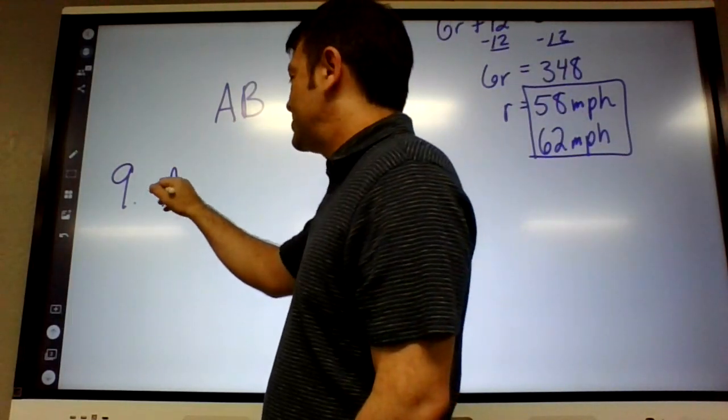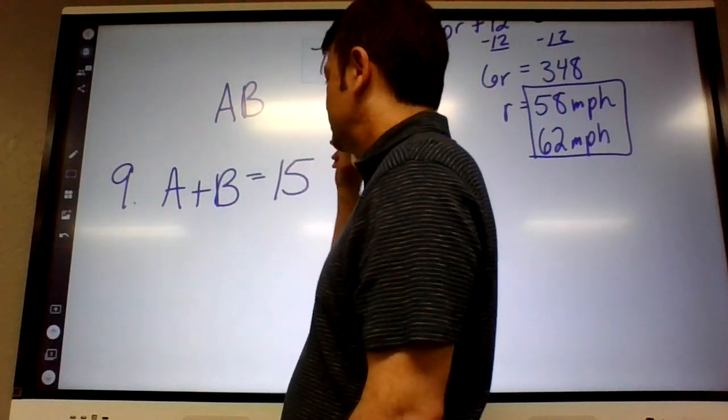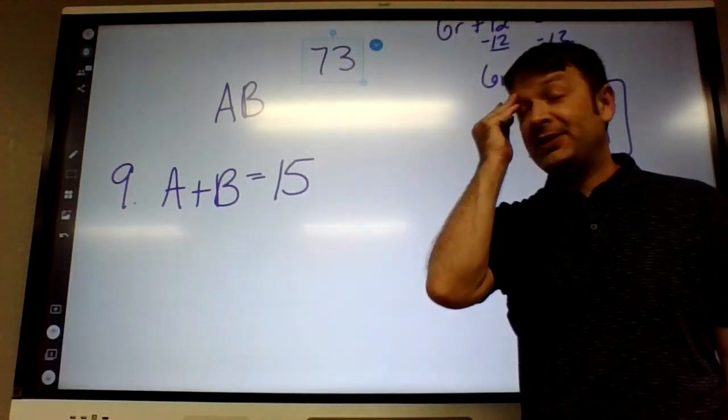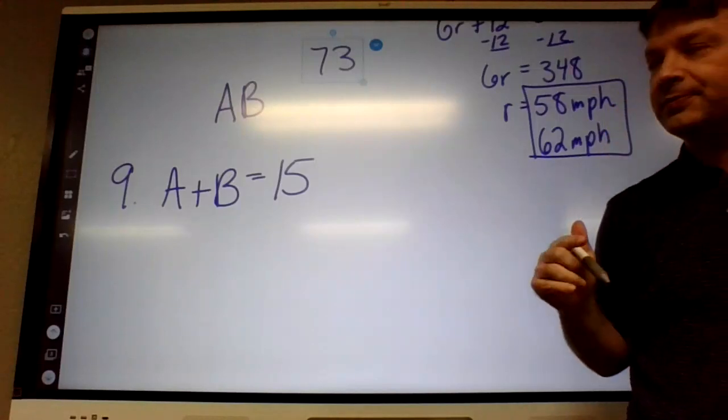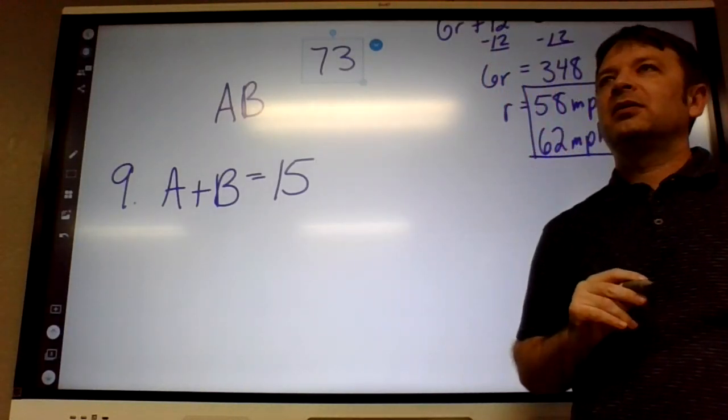So the sum of these two is 15. That means it has to be 7 or 8. Okay, that was the easy part. Now comes the hard part. That was the easy part?